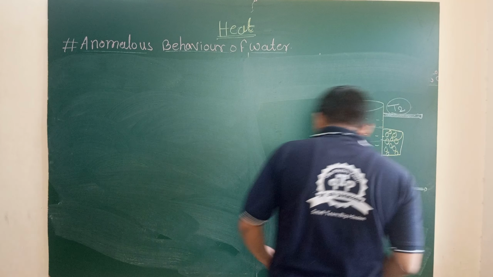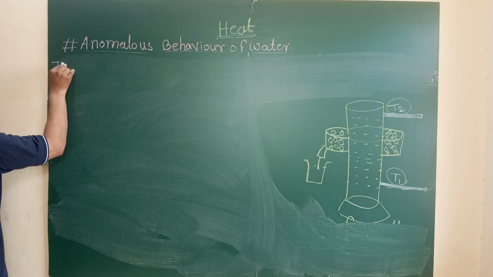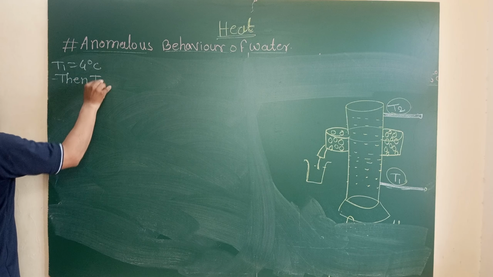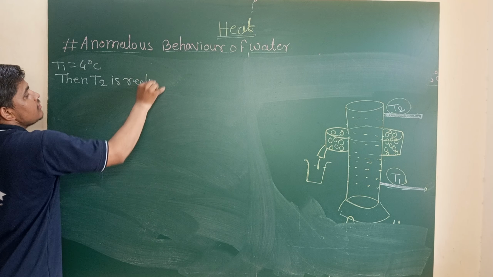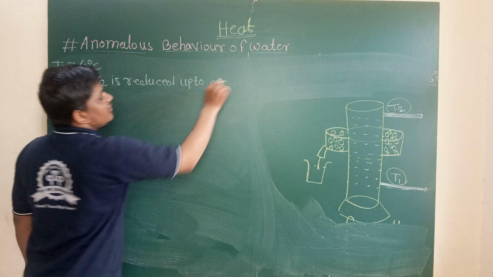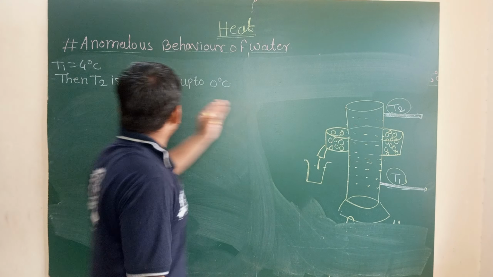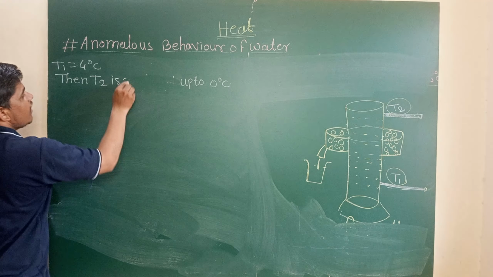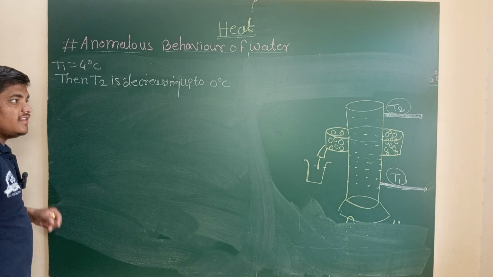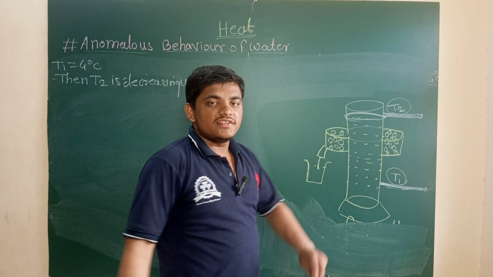Then the main working. When T1 reaches 4 degrees Celsius, T2 is reduced up to 0 degrees Celsius. When T1 is at 4 degrees Celsius, T2 again decreases up to 0 degrees Celsius. Then the water on the above surface, at T2, starts freezing.